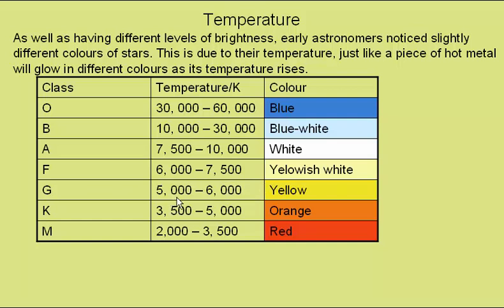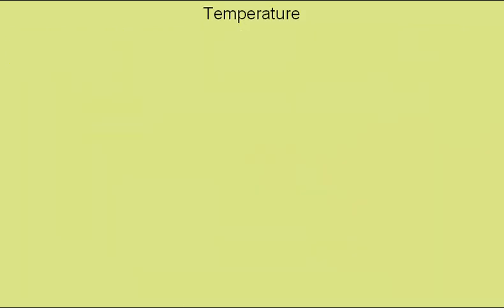A G star between 5 and 6,000 Kelvin would have a yellow colour, like our Sun. A K star from 3,500 to 5,000 Kelvin, orange in colour. And the coolest of the stars, from just 2 to 3,500 Kelvin, would be red in colour. A mnemonic for remembering this order of letters is: Oh, be a fine girl, or guy, delete as appropriate, kiss me.